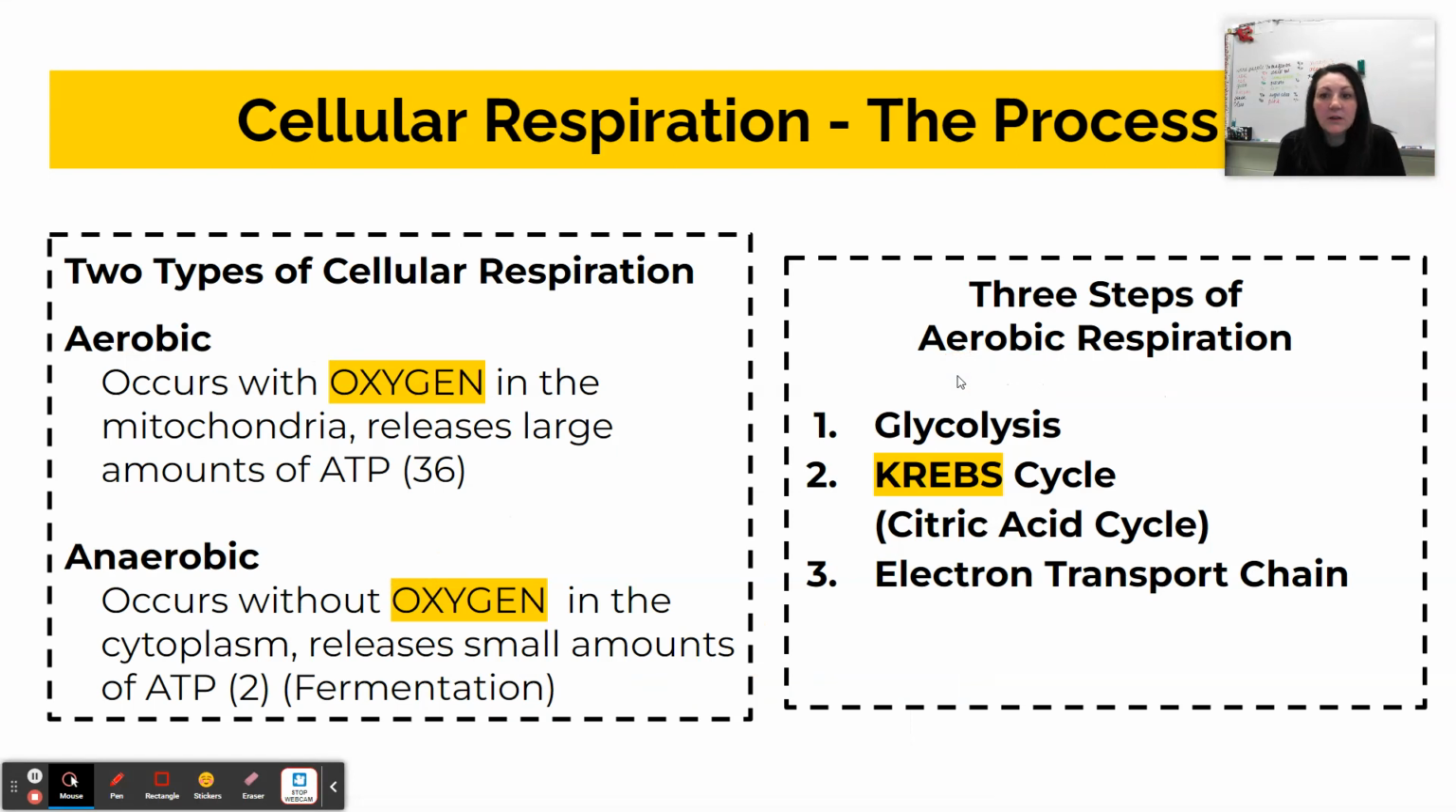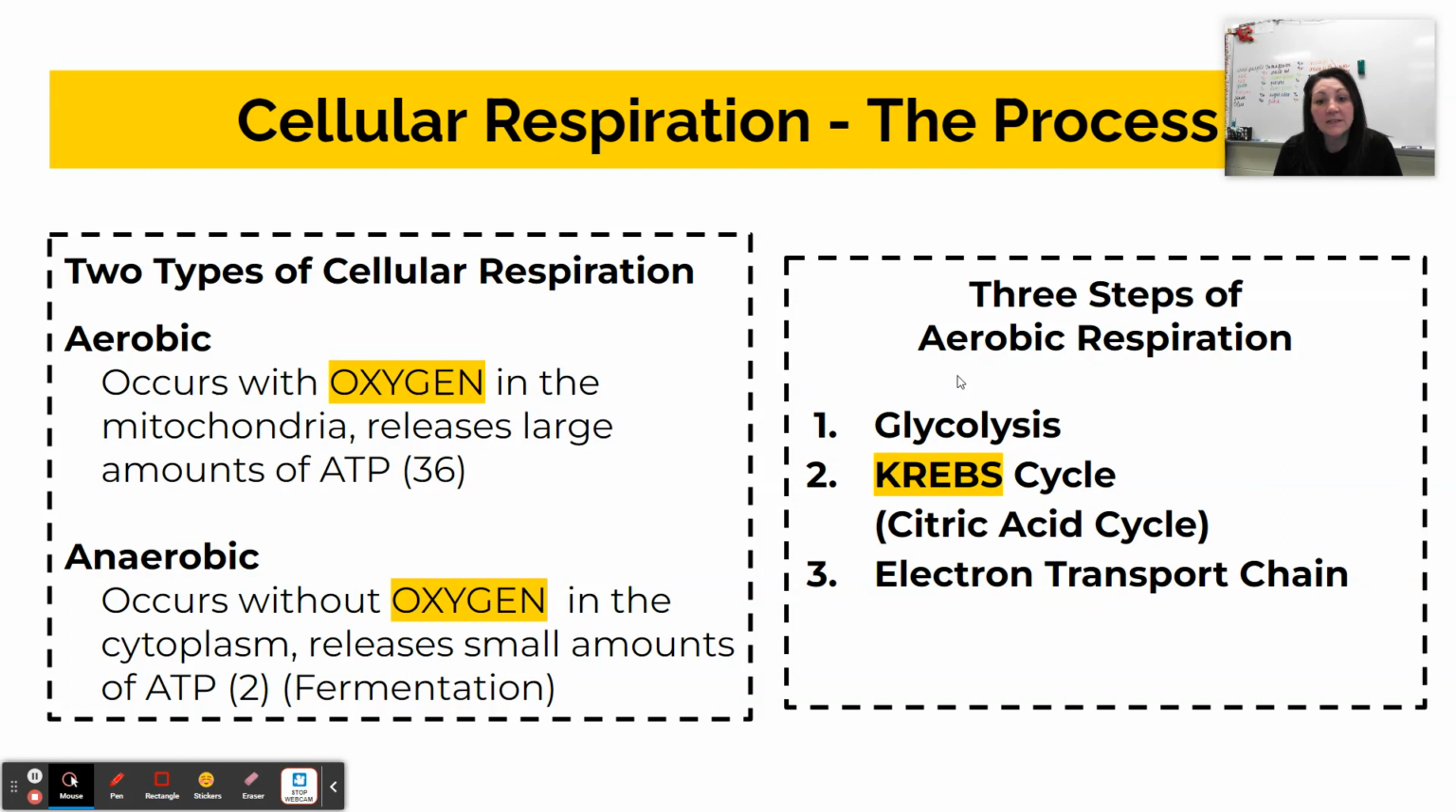Now, the process of cellular respiration can happen in two different ways. We are looking at the aerobic pathway, which is going to occur with oxygen and the mitochondria. And there's an anaerobic pathway, which is going to occur without oxygen, which you should be looking at later in a Nearpod. So let's review the steps of aerobic respiration.